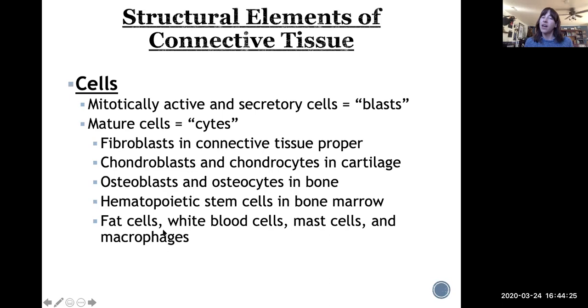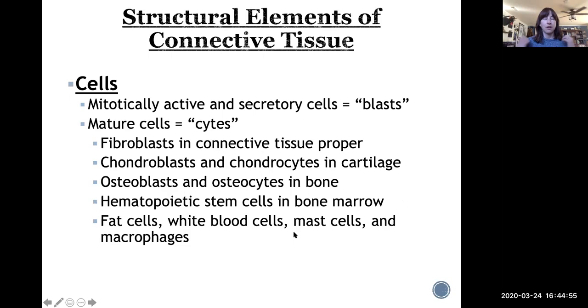So these are all the types of cells that we're going to find in various types of connective tissue. Fibroblasts, of course, are going to be in the connective tissue proper. Chondroblasts and chondrocytes will be in the types of cartilage that we talk about. Osteoblasts and osteocytes will be found in the bone tissue that we're going to talk about. And hematopoietic stem cells, fat cells, white blood cells, mast cells, and macrophages are cells that you can find in the interior of bones, so in your bone marrow, or in your blood, right? Which is also a type of connective tissue.